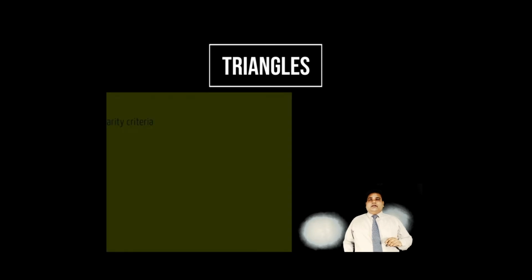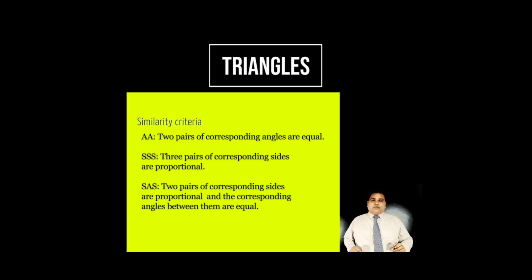The first criterion is the AA criterion, or we can say AAA criterion. If two pairs of corresponding angles are equal, in that case we can say two triangles are similar. Obviously, when two angles are equal, the third angle will also be equal. So for easy understanding, we can say it is the AAA property. If all three angles are equal, then the triangles are said to be similar.